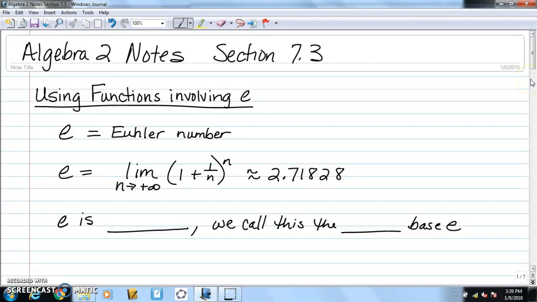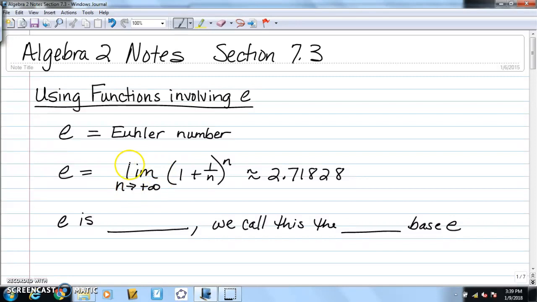Okay, in this section we are going to talk about using functions involving the number e. So e is a number like pi that is non-ending, non-repeating. This is how we define the number e. And they use the letter e because Leonhard Euler, some pronounce it Euler, some pronounce it Euler, discovered this, and his name starts with an e, hence the name e for this number.